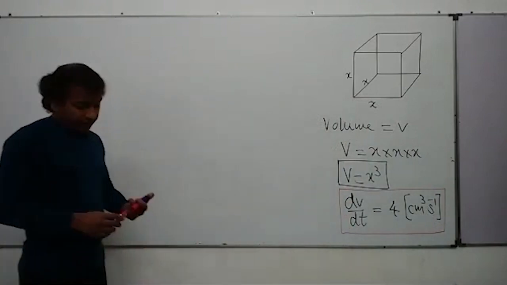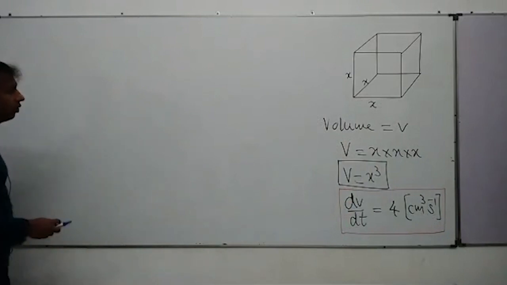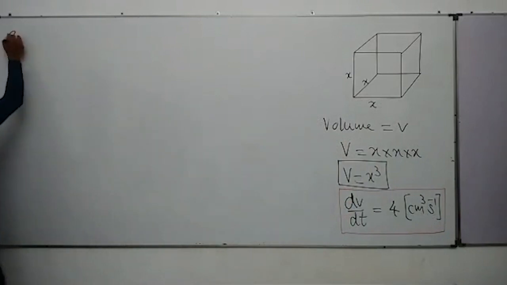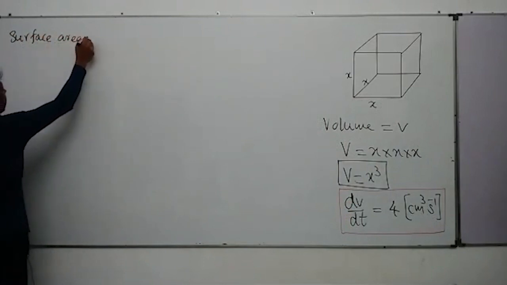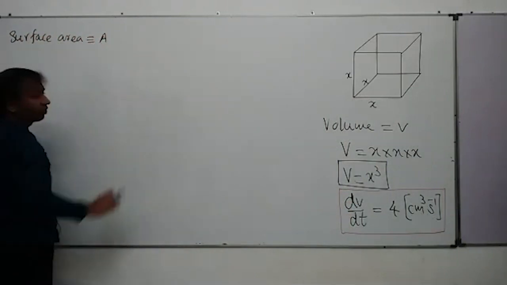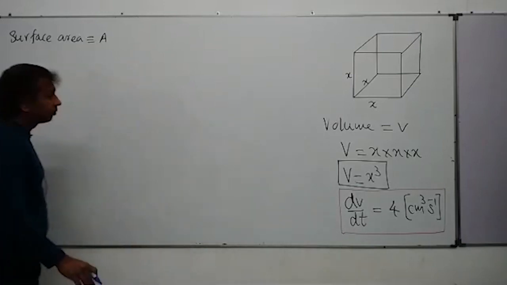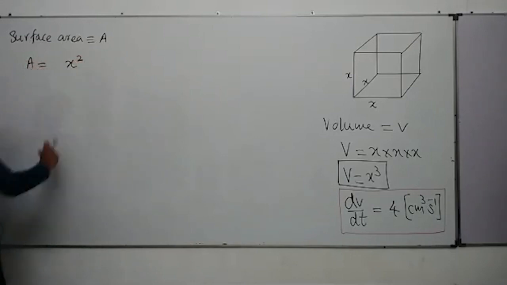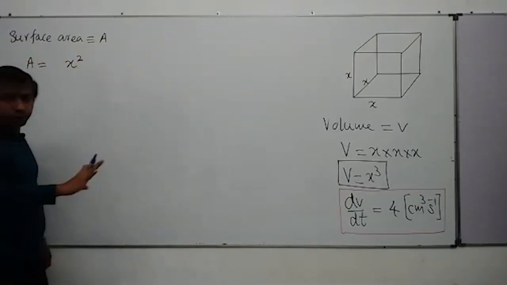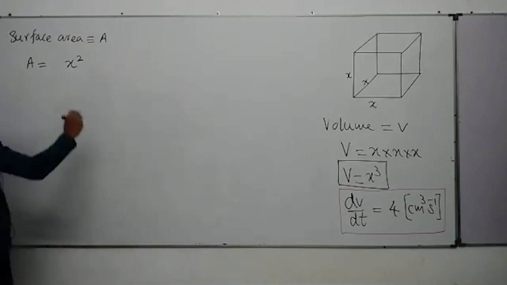Okay, now we can write the surface area. Surface area is A, people. Right, there are 6 surfaces. One surface is of area x squared, length into breadth, no? There are 6 such surfaces, then 6x squared.